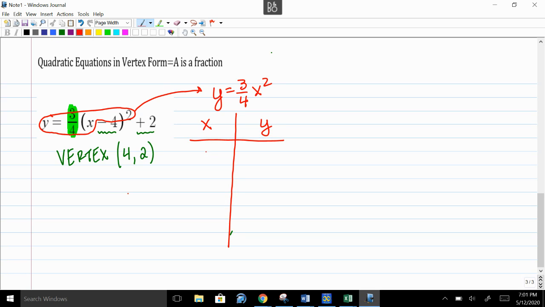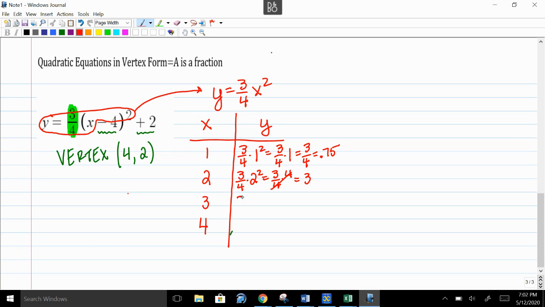I'm going to go 1, 2, 3, 4 up. So for 1, it would be 3/4 times 1 squared, which is 3/4 times 1, which is 3/4, which if you made that into a decimal would actually be 0.75. For 2, it would be 3/4 times 2 squared, which is 3/4 times 4. This one actually works out for us. The 4's cancel, and I'm left with 3.